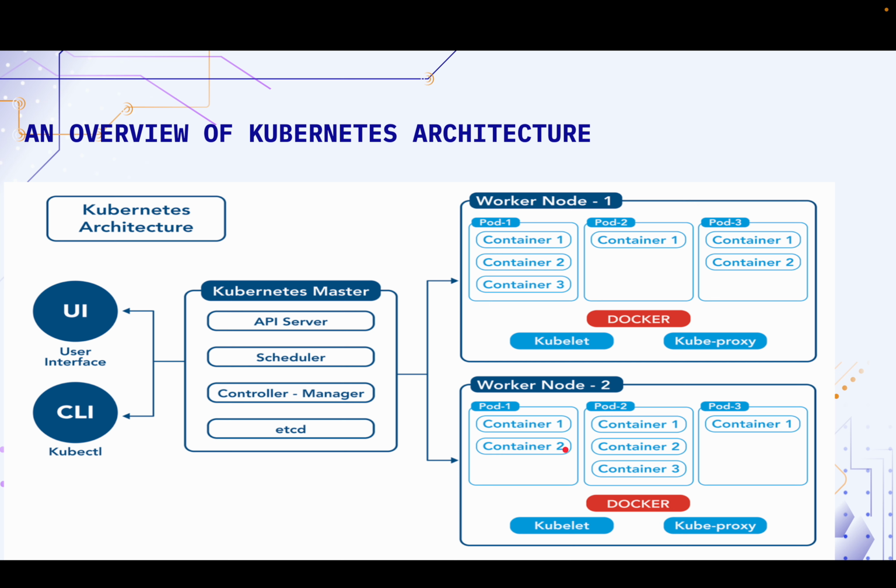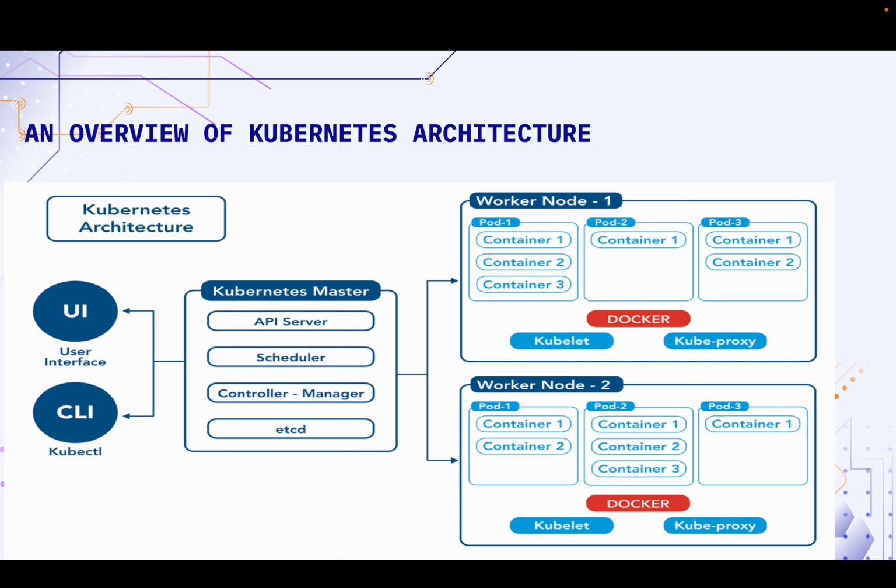Now another important thing is we have something called pods here. Pods are the basic unit of deployment in Kubernetes, and they encapsulate one or more containers. If you see here, usually a pod has one container, but it can have more. There are 3 pods: pod 1 has 2 containers running, while pod 2 has 3 containers, and pod 3 has 1 container in worker node 2. The case is slightly different in worker node 1. That is basically the worker node architecture.